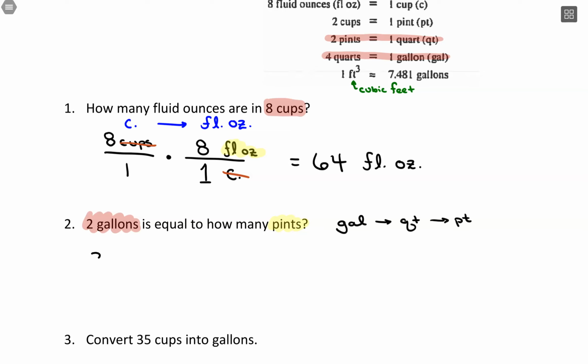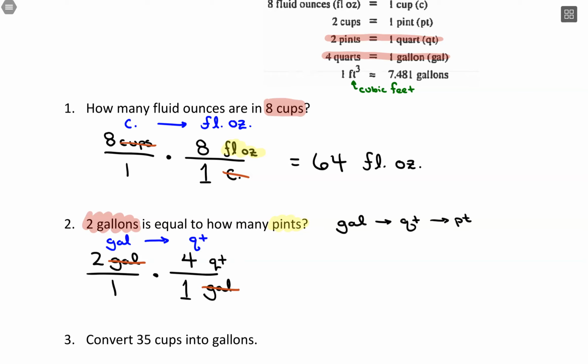So we're starting with 2 gallons. And the first thing I'm going to do is convert from gallons into quarts. So we want to cancel out gallons and we want to keep quarts. And we're told that 4 quarts is equal to 1 gallon. And with that, gallons will cancel out and we'll just have quarts left over.